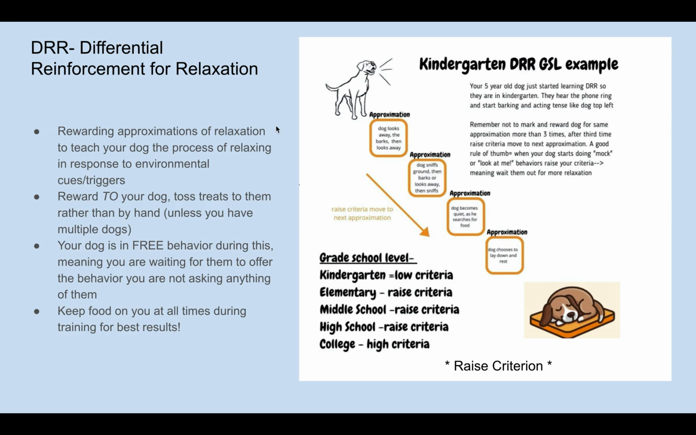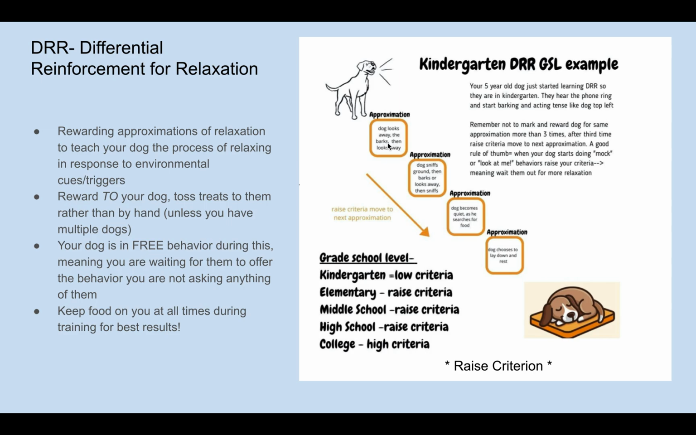So this is just a little example here. So this would be like we're saying a dog's in kindergarten and he's starting DRR. So let's say you have a 5-year-old dog. They just started learning DRR, but they're in kindergarten because they've never done this before. So just because they're 5 years old doesn't mean they're better at this. They hear the phone ring and they start barking and acting tense like the dog here. And then these are all the little approximations along the way.